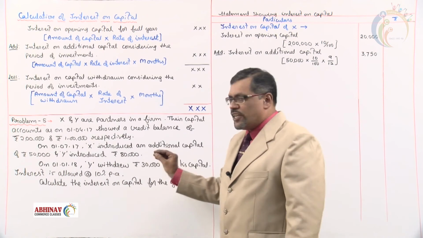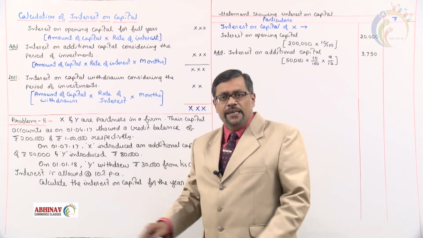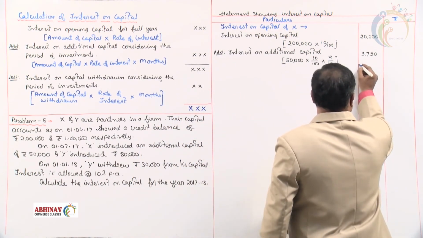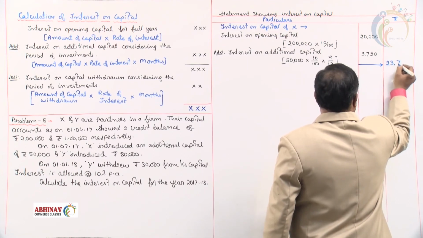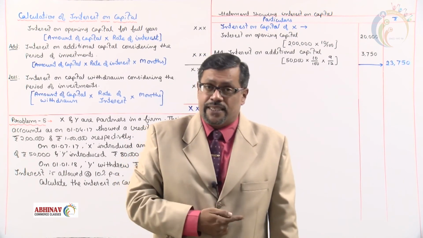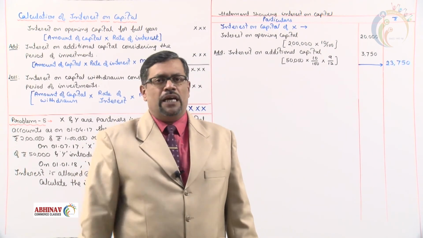Check further: less interest on capital withdrawn. Has X withdrawn his capital? No. Who has withdrawn? Y. So we will less that in case of Y. That's all with the interest on capital. So that's going to be 23,750. The firm has to pay X 23,750 rupees as interest on capital.